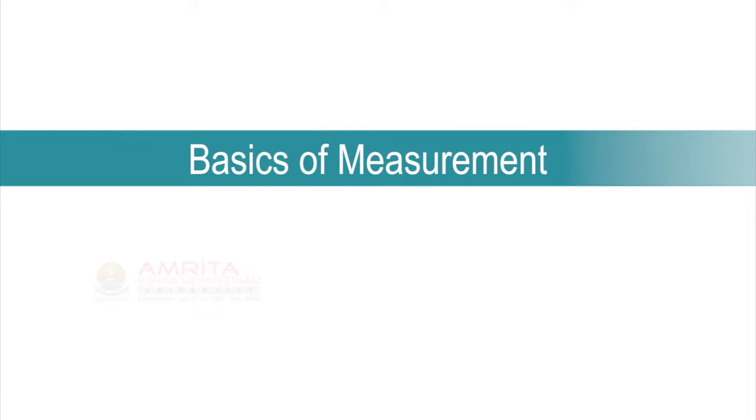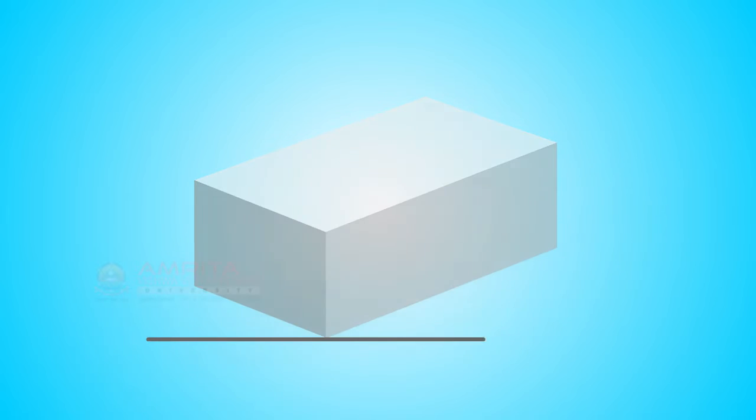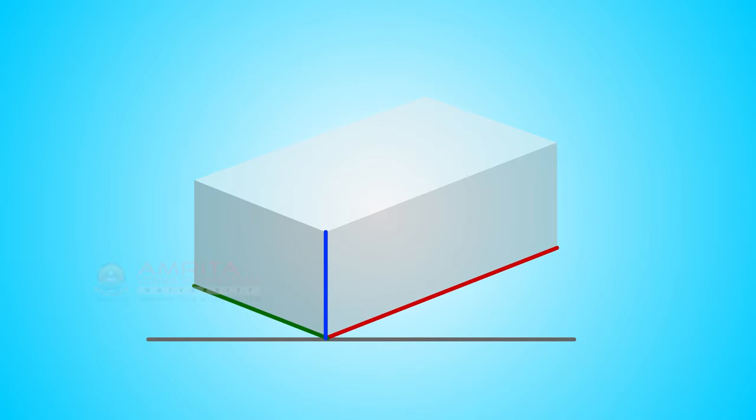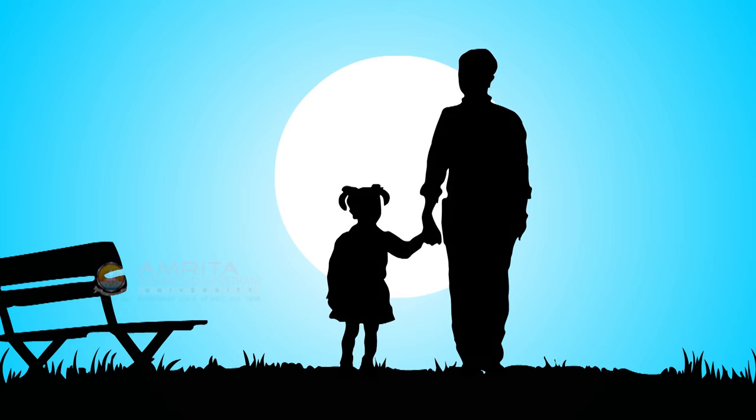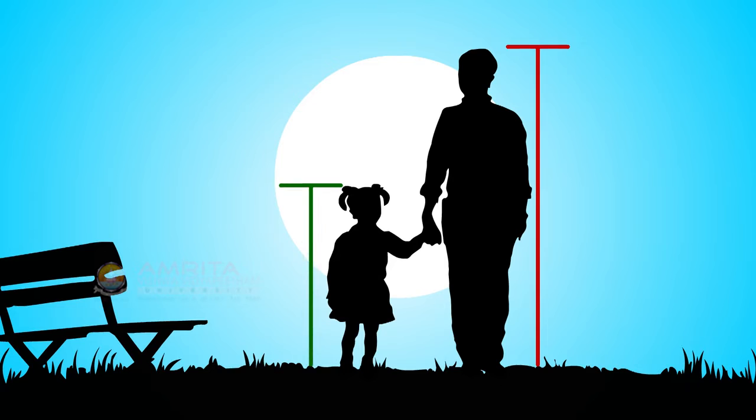Basics of measurement. Measurement is a systematic way of knowing how long, wide, and tall an object is. If we take the example of a father and a child, we observe that the father is taller than the daughter. Measurement will tell us the exact height of the father and the daughter, and also tell us by how much the father is taller than the daughter.